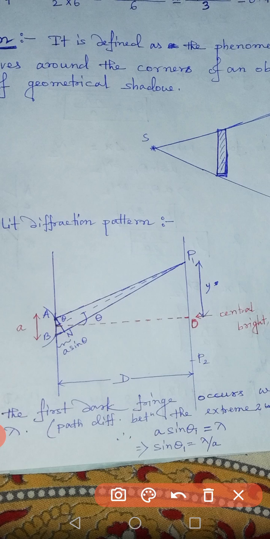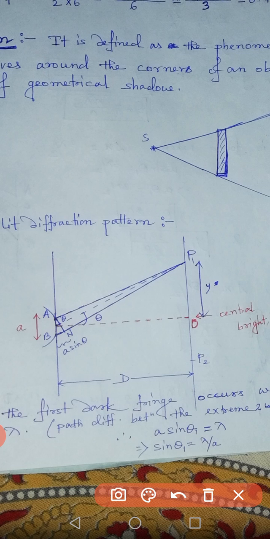Now see, if the angle between these two dotted lines is theta, then this angle, angle BAN, is also theta. We know that if the angle between two lines is theta, then the angle between their perpendiculars will also be theta. By that principle, this is also theta. So in this triangle ABN, BN is the perpendicular, the base is AN, and the hypotenuse is AB.